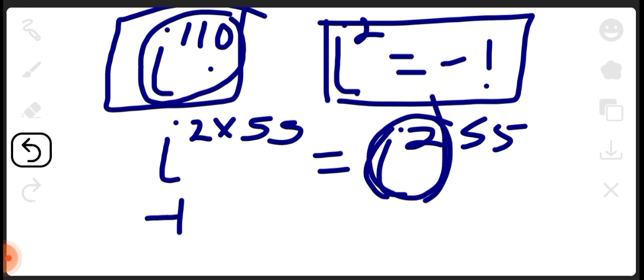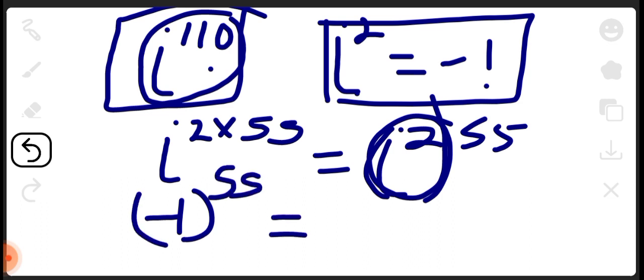So now we have -1 raised to power 55. And if you have a negative number like this raised to an odd power, meaning the power cannot be divided by 2, the negative remains the same, and 1 raised to power anything is still 1. Because of this negative, when the power is odd, the negative remains. When the power is even, the negative sign will disappear. You also take note of that. It's very, very important.